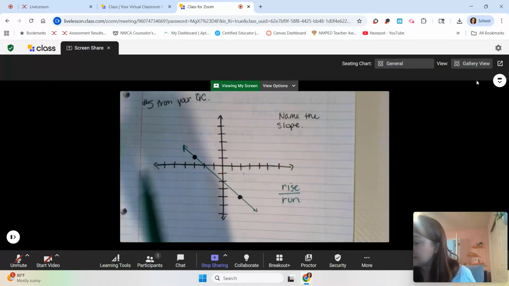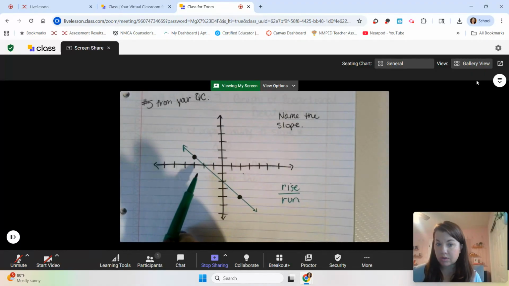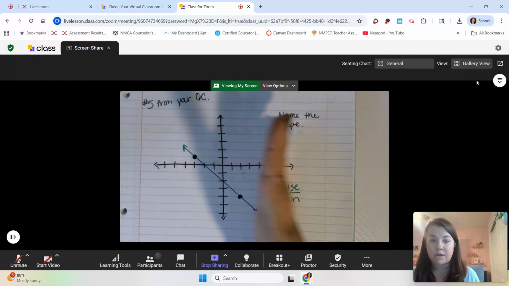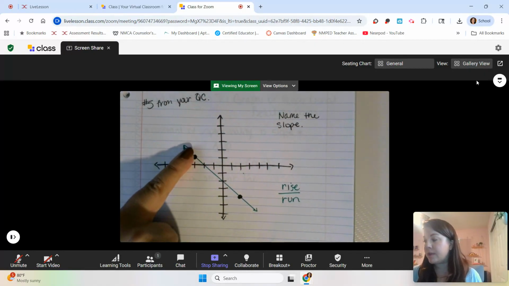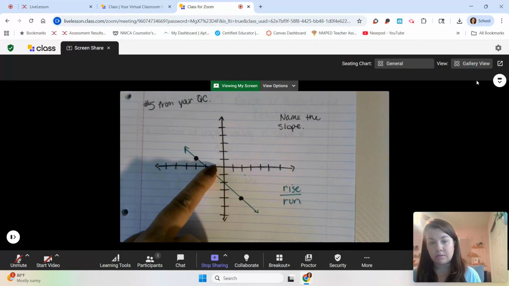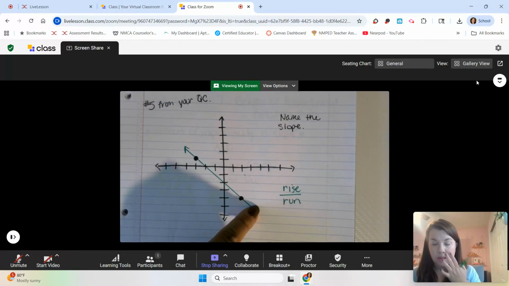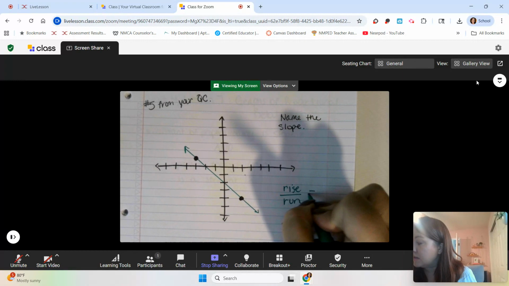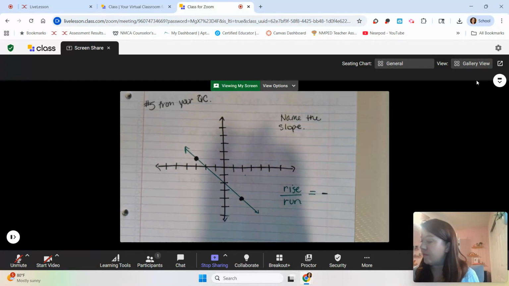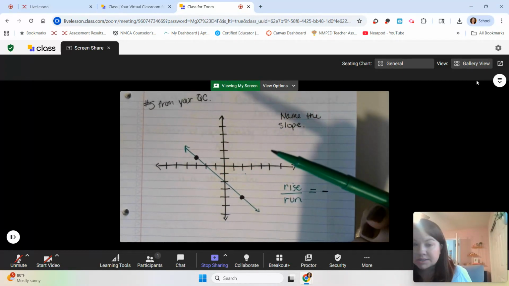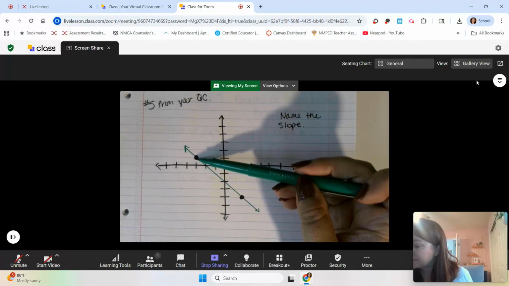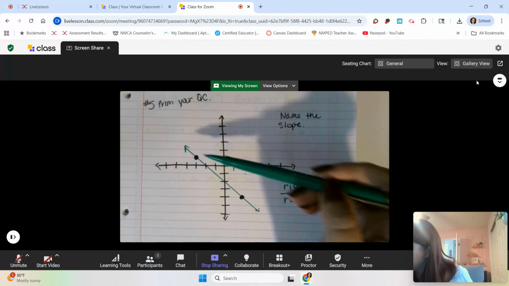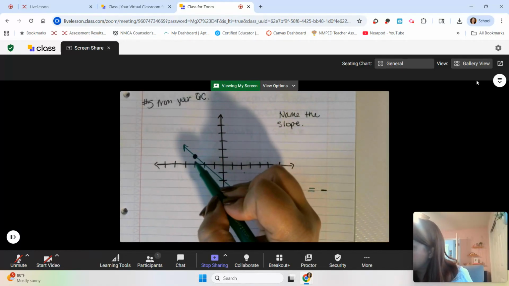I'll start with this line here. Now also, to figure out whether it's positive or negative, when you read the graph and you go from left to right, if it looks like it's going downhill, right, this looks like it's going down, it's a negative. So in this case, we're going to have a negative. And you also know it's negative because in order to get from this point to this point, I have to go down.